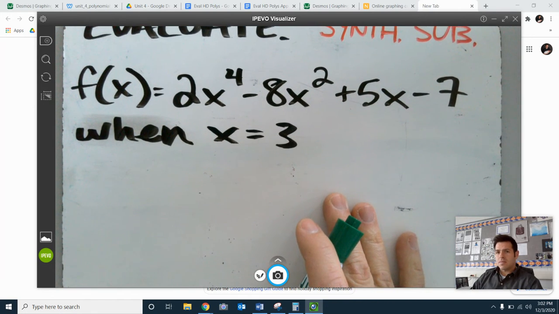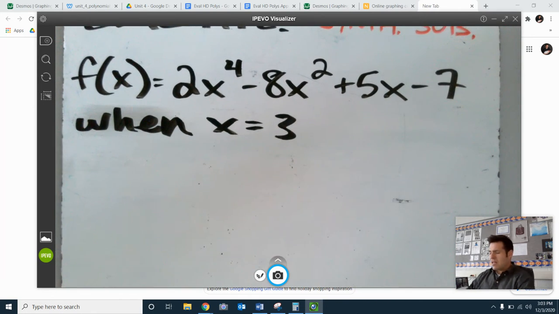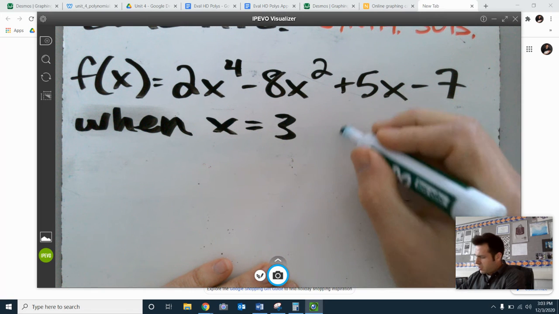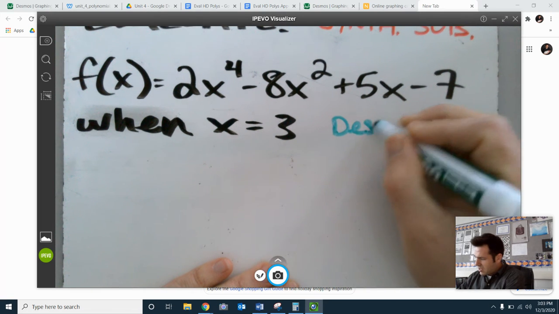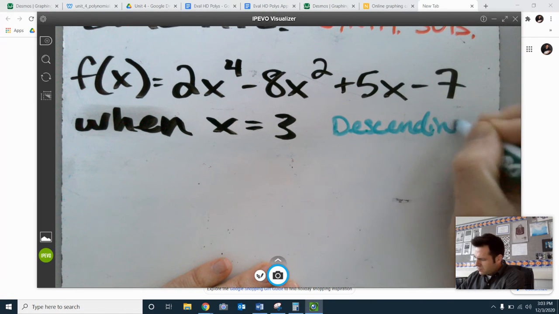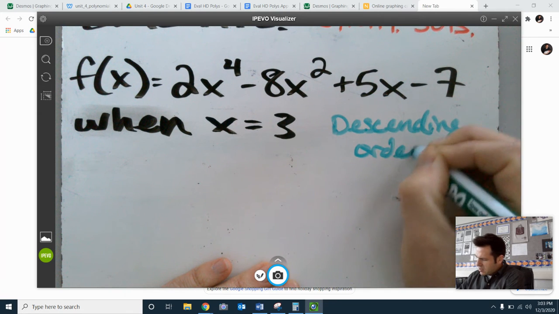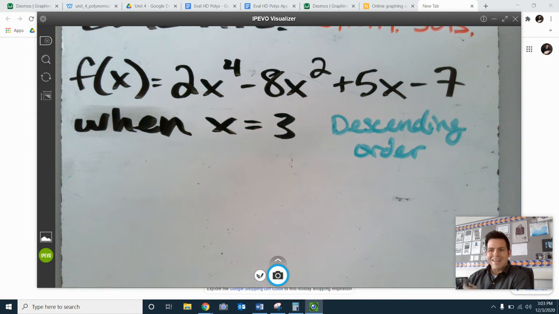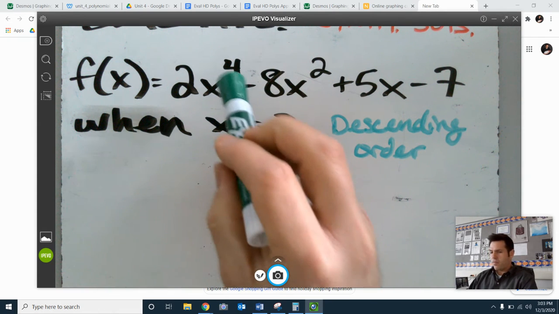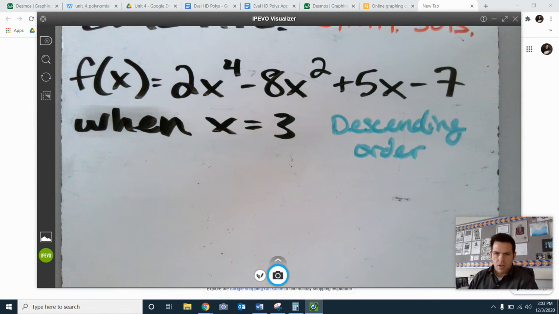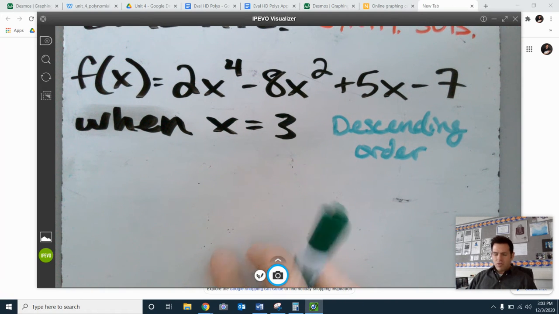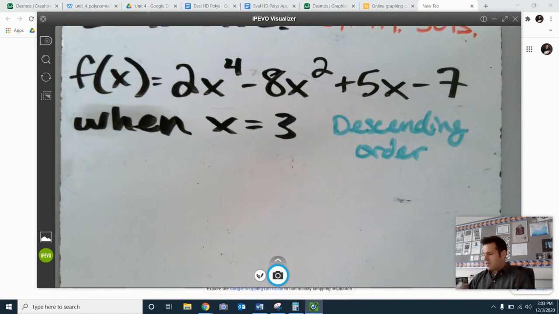And we're doing synthetic substitution, which means I need to make sure this is not only in descending order, but every exponent on the way down is taken care of. And that was the case in the last problem. We had a 3, a 2, a 1, and a constant. Here we take a look, and it's kind of interesting because we have an exponent of 4, then an exponent of 2. So on the way down, we missed an exponent of 3. And that's okay. We just have to take that into account.